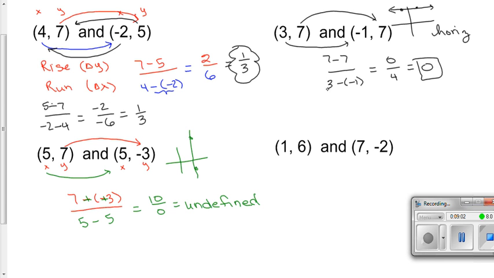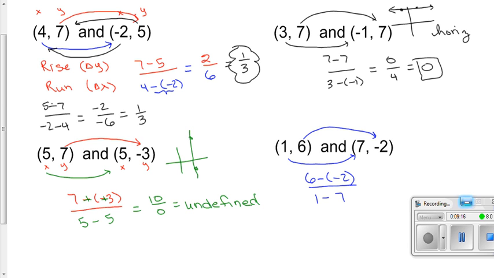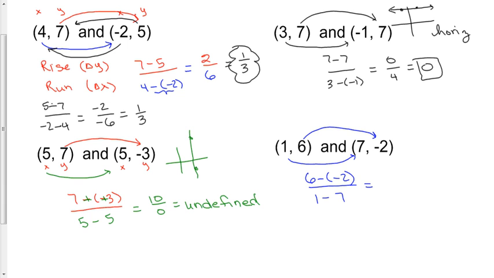Last problem, same idea. Y minus y goes on top, so 6 minus -2, trying to figure out how the y's are changing. X minus x on the bottom, so 1 minus 7 down here. 6 minus -2 gets me 8. 1 minus 7 gets me -6. Dividing out, simplifying down, gets me 4 over -3.